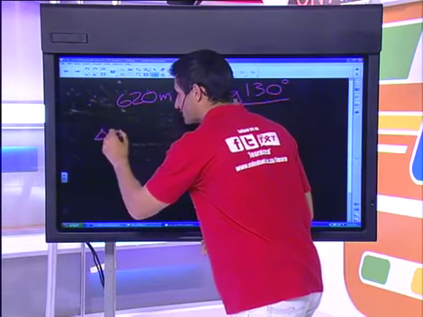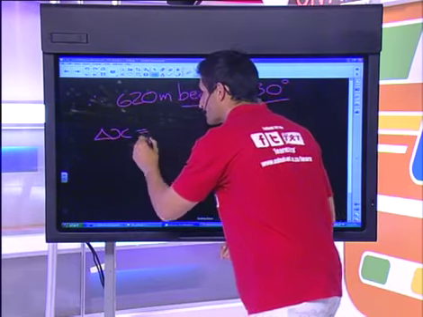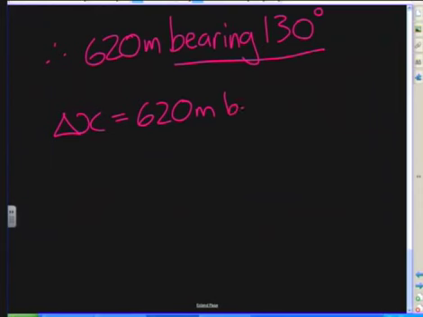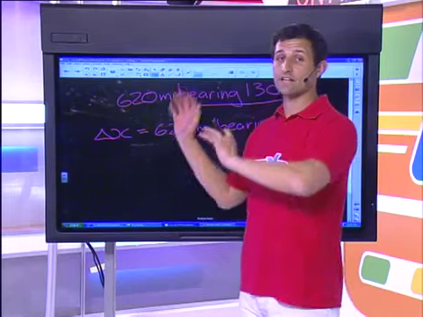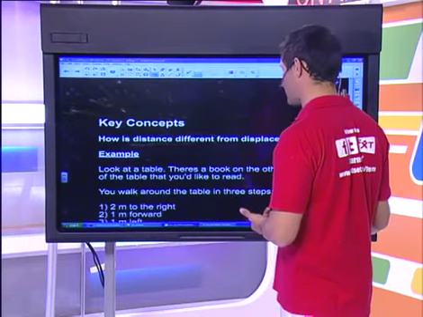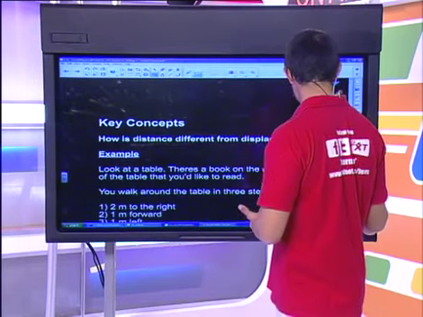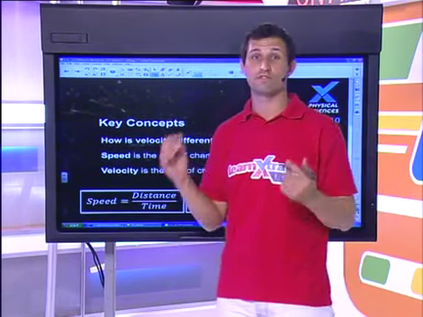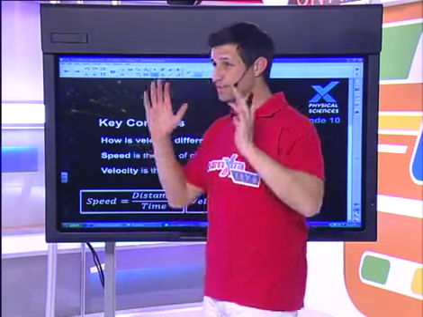So therefore, delta x is equal to 620 meters with a bearing of 130 degrees. So that tells me how far I went and in which direction I landed up. And that is how I get to my vector. Okay, so I'm going to move straight on to the next definitions, and we're going to start to take a look at the difference between velocity and speed, because these were the next ones.